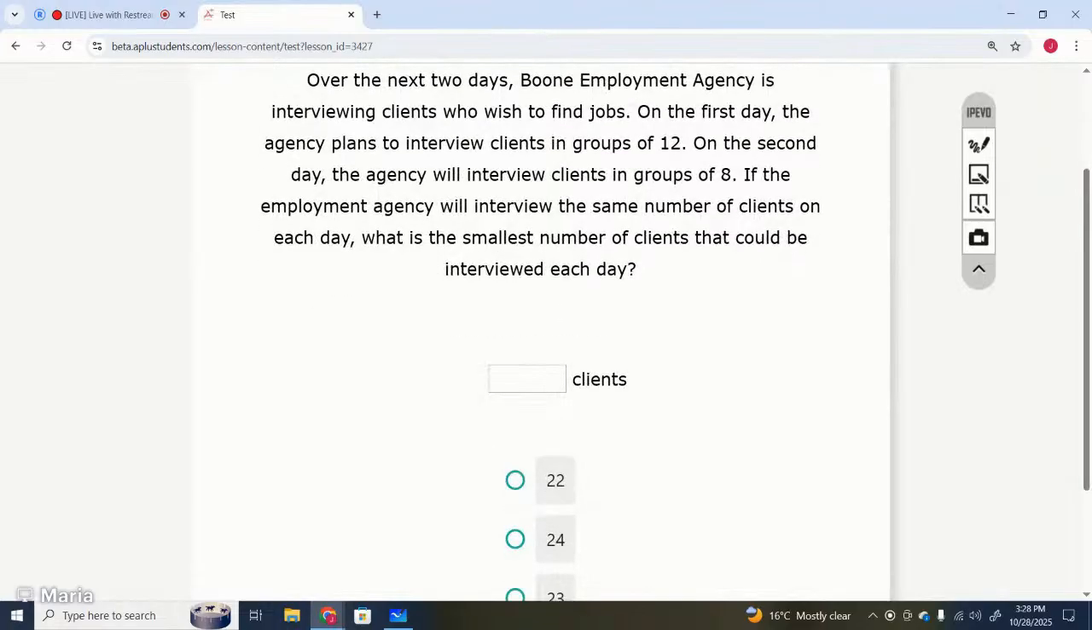Over the next 2 days, Boone Employment Agency is interviewing clients who wish to find jobs. On the first day, the agency plans to interview clients in a group of 12. On the second day, the agency will interview clients in a group of 8. If the employment agency will interview the same number of clients on each day, what is the smallest number of clients that could be interviewed each day?